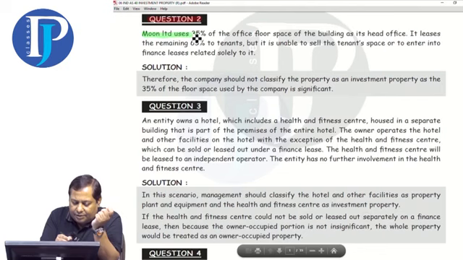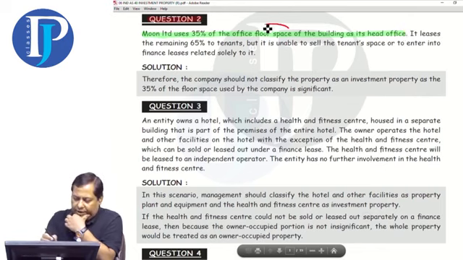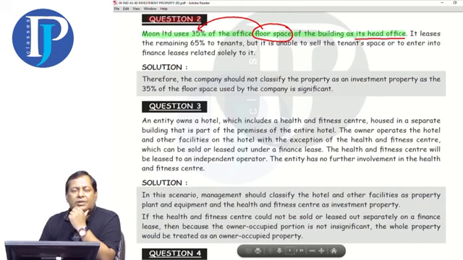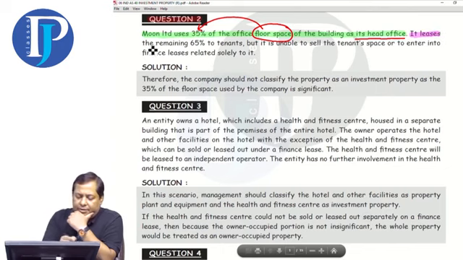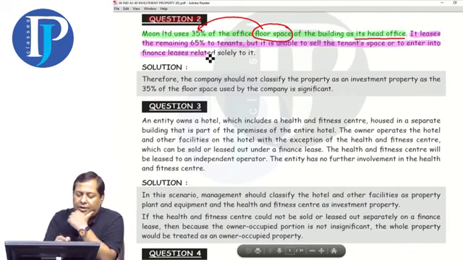Moon Limited uses 35% of the office floor space of the building as its head office. Okay. So of the floor space, that is 35% share, they have used to build their head office. Then we need to see what's done with the remaining 65%. It leases the remaining 65% to the tenants, but it is unable to sell the tenant space or to enter into a finance lease related solely to it.